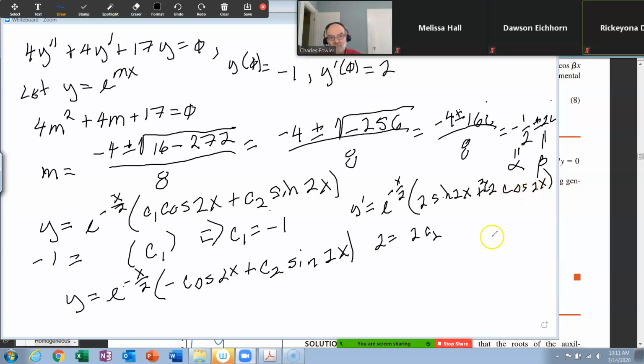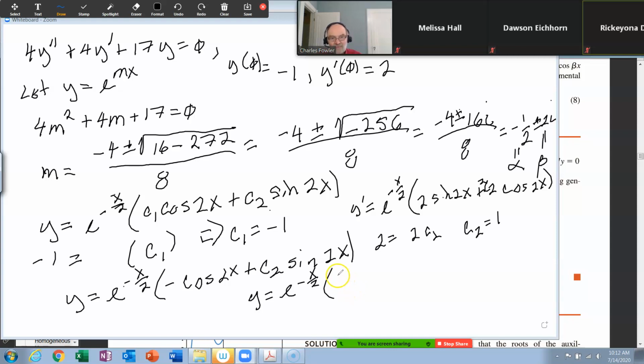Cosine of 0 is 1. Okay, so that's just going to be 1. Well, it looks to me that C2 has to be 1. So our solution, the one and only solution, is y equals e to the minus x over 2, that doesn't change, times your C1, which was a minus 1.